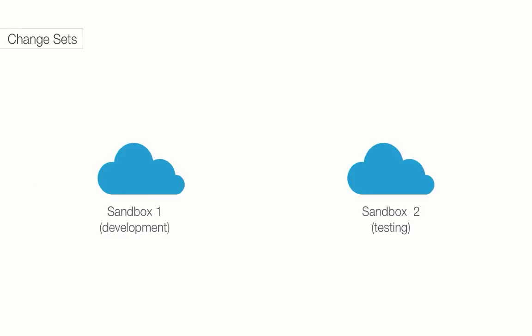To move metadata using change sets, you need to have a connection between the two environments, which can be configured from deployment connections. An outbound change set is a change set created in the org you're logged into and want to send to another organization. An inbound change set is a change set that has been sent from another org to the organization you're logged into.